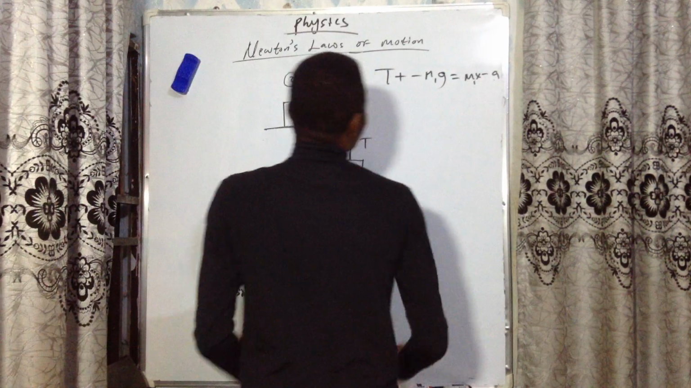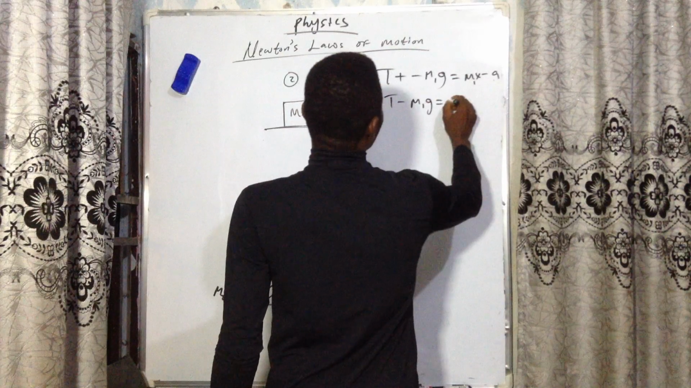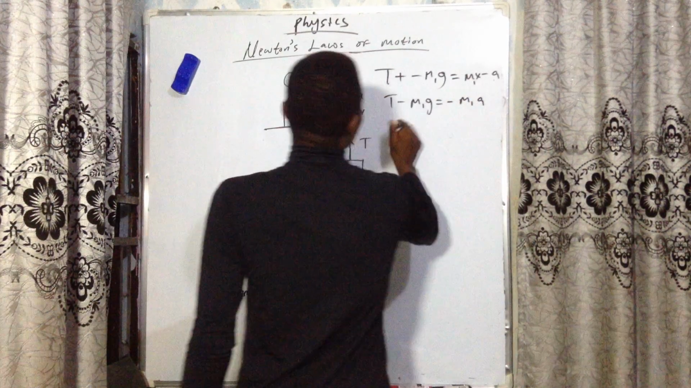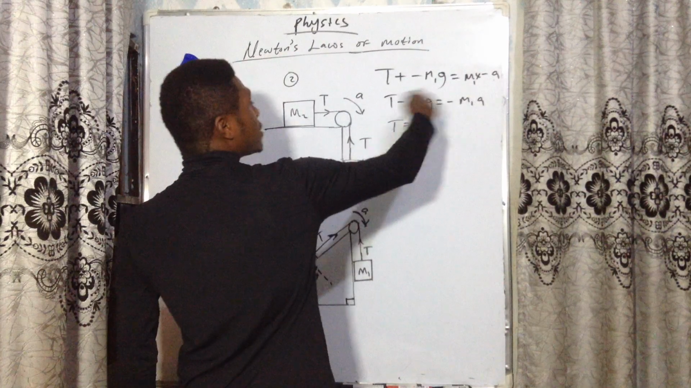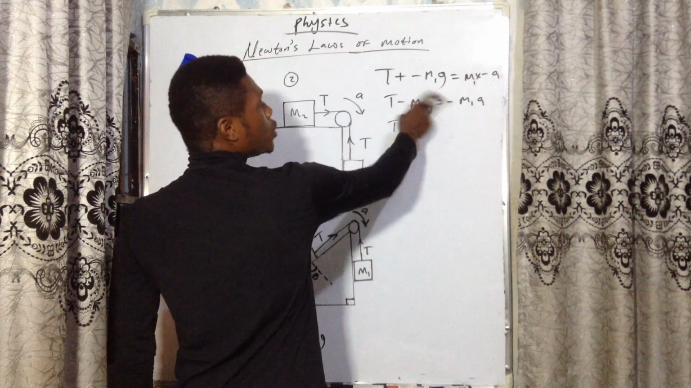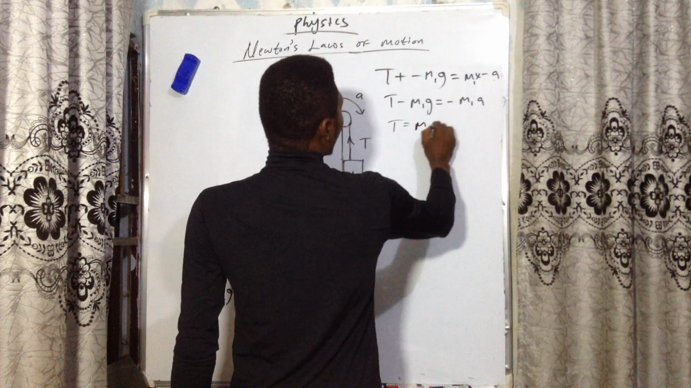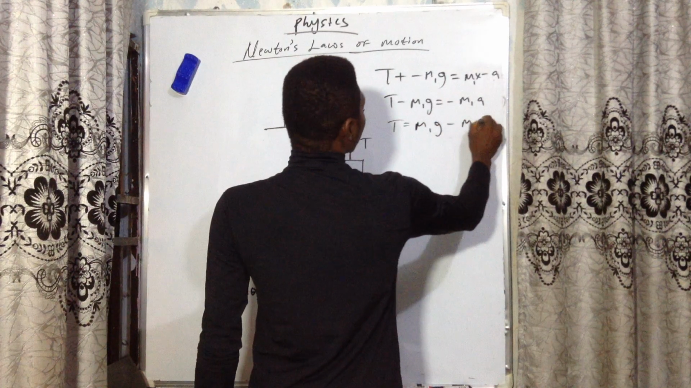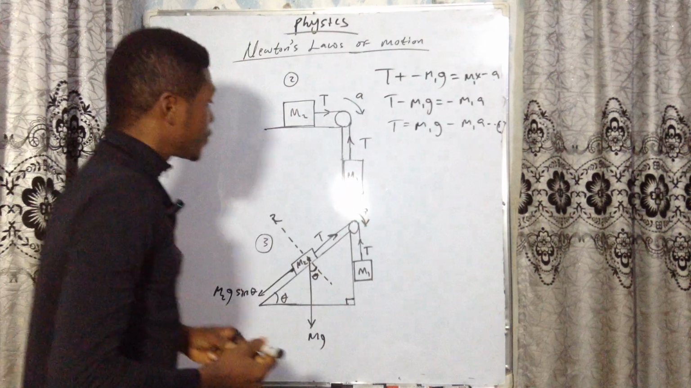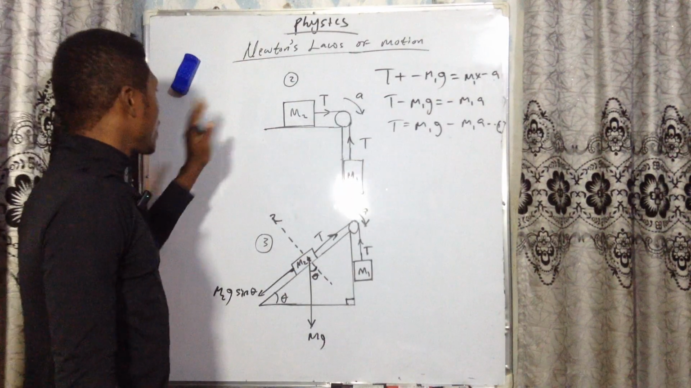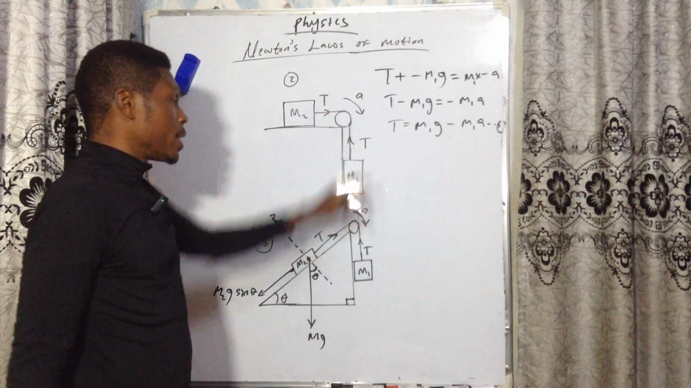So we now have that T minus M1G is equal to minus M1A. So therefore, T is equal to, you take this one to this side, that is, you add M1G to both sides. Then we now have that T becomes M1G minus M1A. So this is the first equation for the tension. Now to the second equation for the tension. Remember, the tension is here and also here.